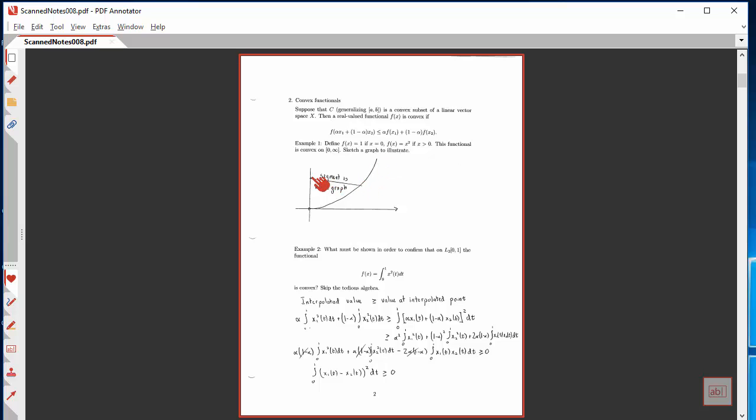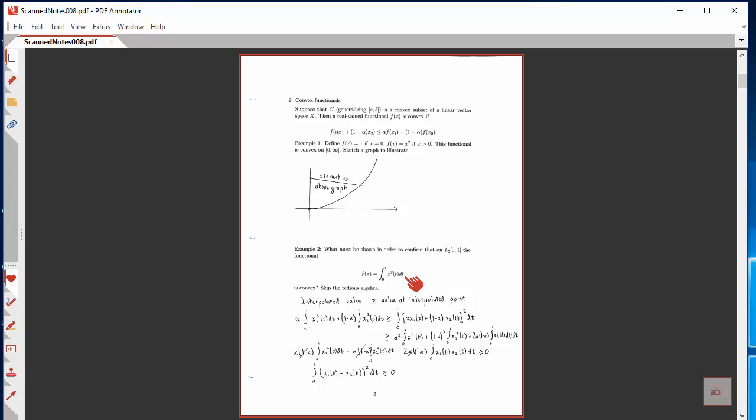The reason is simply that the line segment joining any 2 points, one of which could be point x equals 0, is always above the graph. That's another way of characterizing a convex functional when it's a functional of just a single variable. But this works even in infinite dimensional vector spaces.